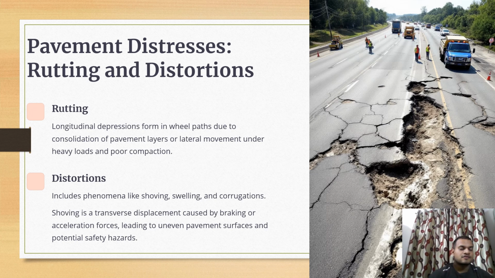Swelling. Swelling looks like a raised bump or a bulge on the road. It happens when water under the road freezes or swells, lifting the pavement. For example, like bread rising in the oven, the surface lifts unevenly.